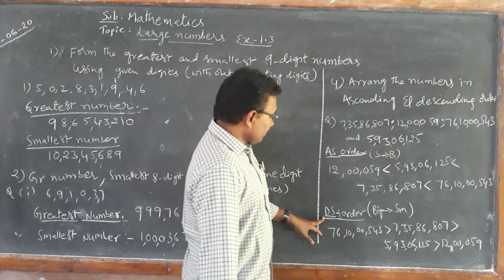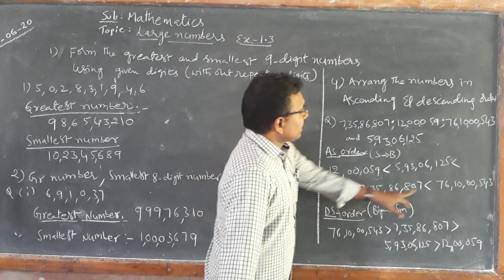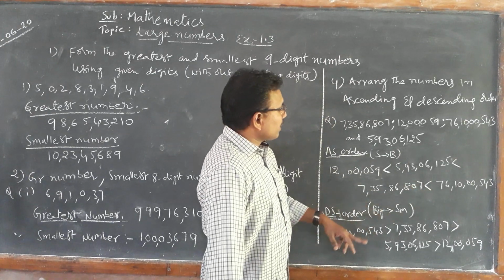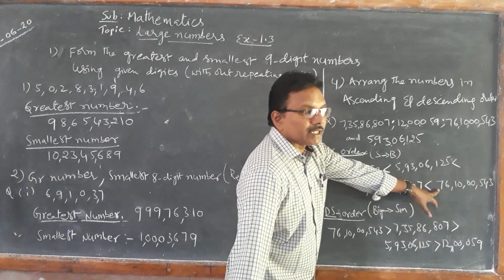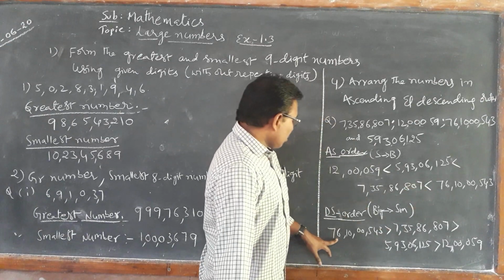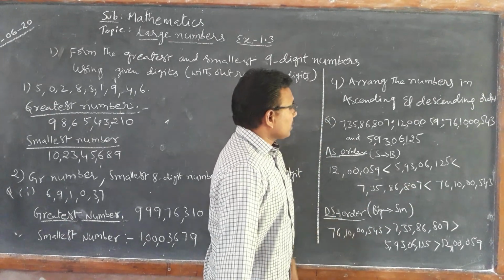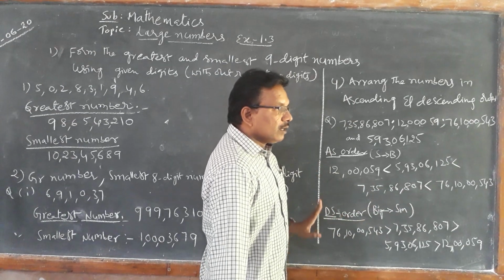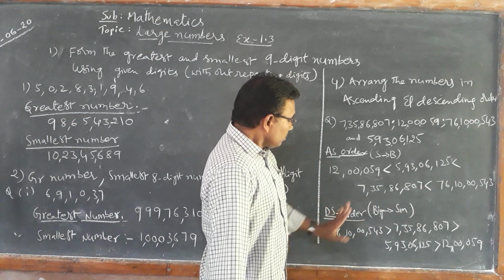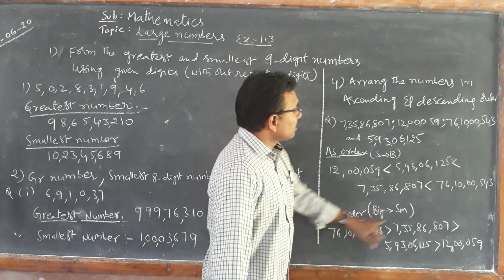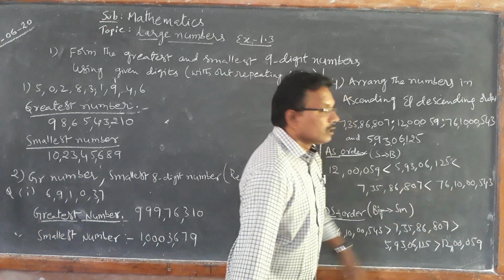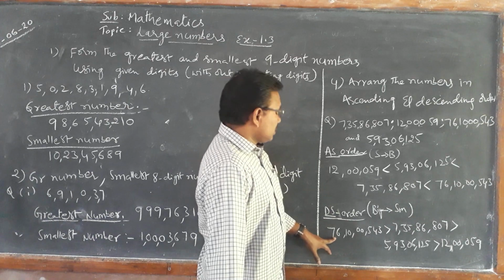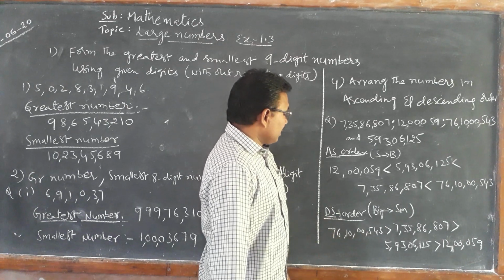Now descending order. In descending order, the 10 crores place is written first. The remaining are all crores place and lakhs place. So with the 10 crores place, 76 crore, 10 lakhs, 543, you write that first. Descending means big to small, the greatest number first. This is the 10 crores place, so that's why I wrote 76 crores, 10 lakhs, 543 first.